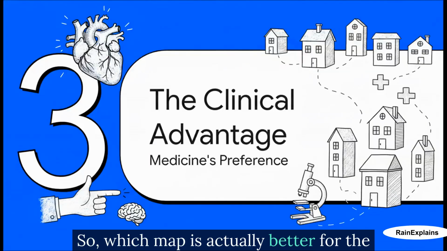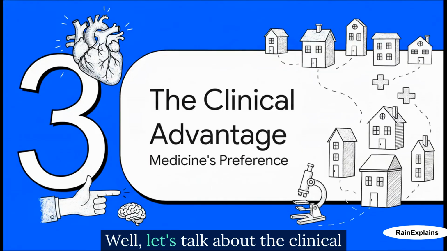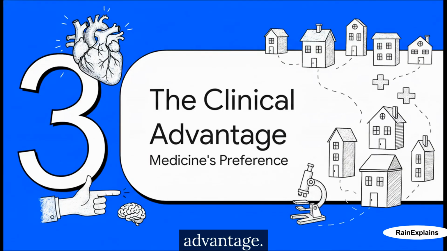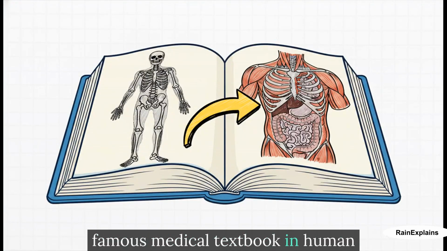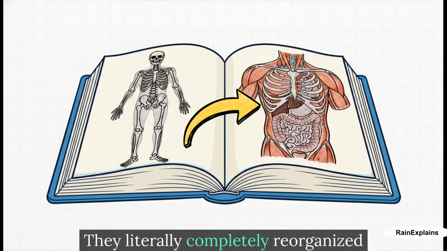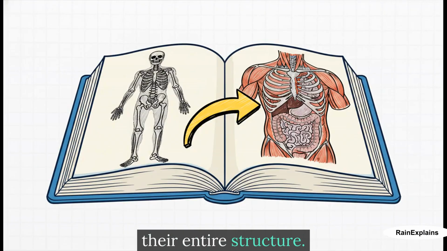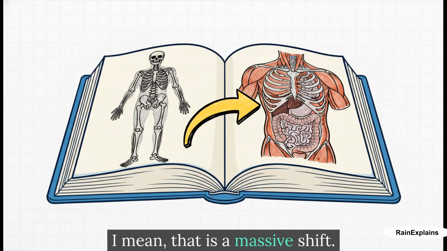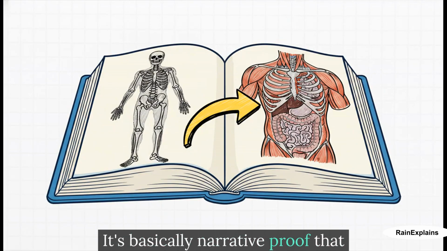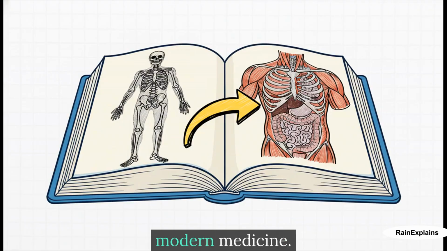So which map is actually better for the real world? Well, let's talk about the clinical advantage. Consider this, Gray's Anatomy. Yeah, the book, probably the most famous medical textbook in human history. They literally completely reorganized their entire structure. They've ripped it up and went from a systemic layout to a regional one. I mean, that is a massive shift. It's basically narrative proof that regional anatomy reigns supreme in modern medicine.